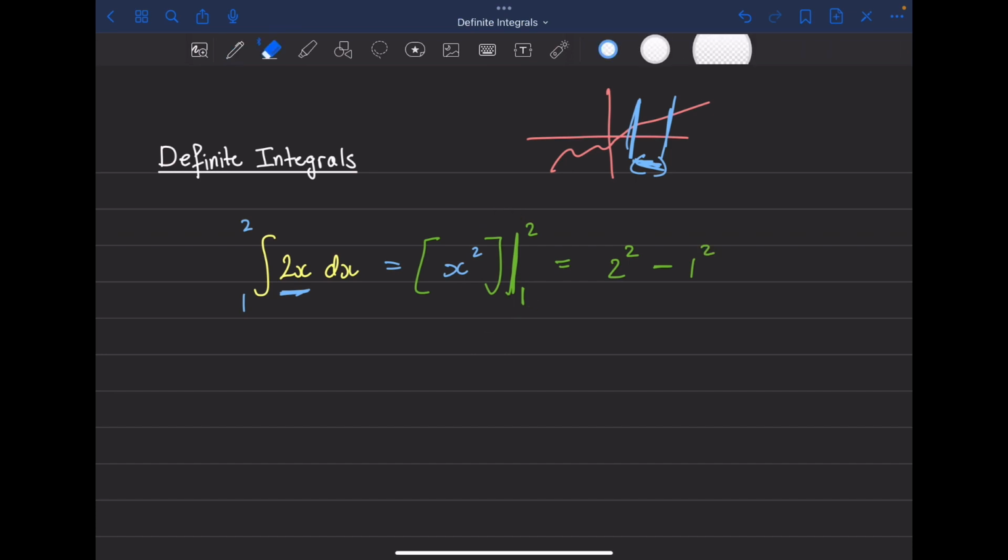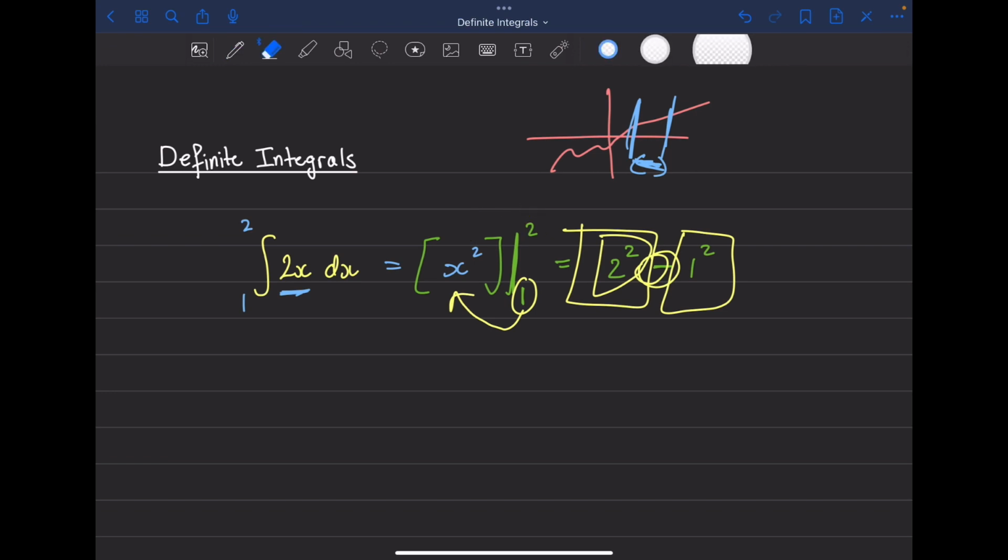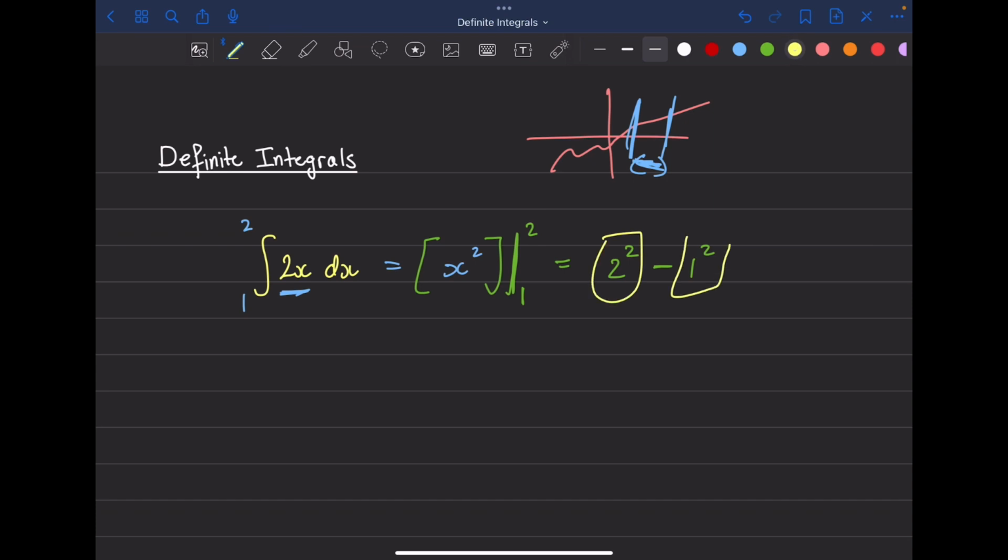So let me repeat what I did. You have the bounds here, you have 2 and 1. The top bound always goes first when you are subtracting. You plug it into x, you have that first part, and then subtract. The second part is going to be the bottom number plugged into x. And that's how you find a definite integral. Now you just want to find the value of this. 2 squared is 4, 1 squared is 1, so this is equal to 4 minus 1, which is equal to 3. So that's how you find a definite integral.